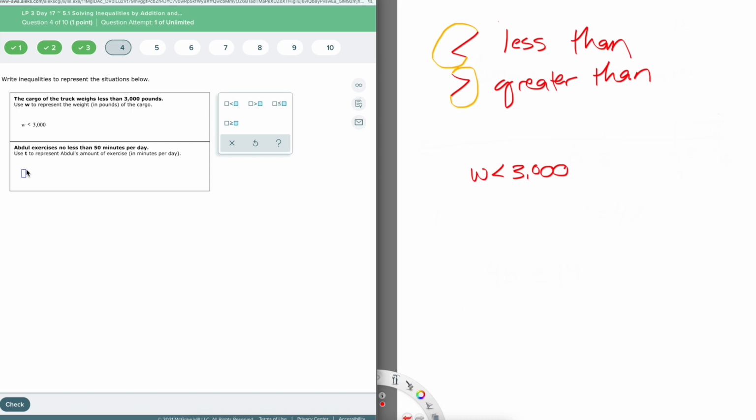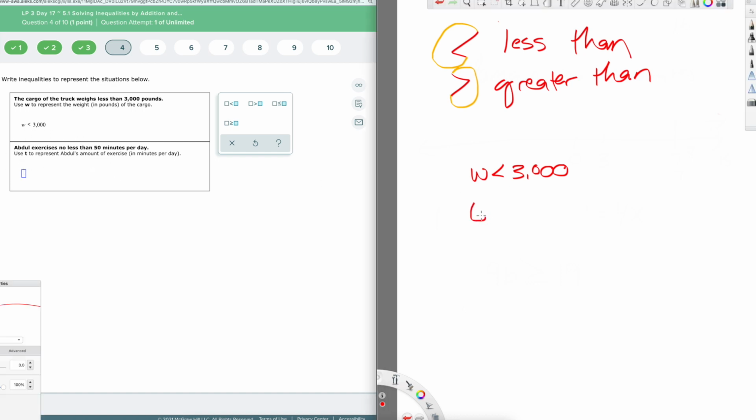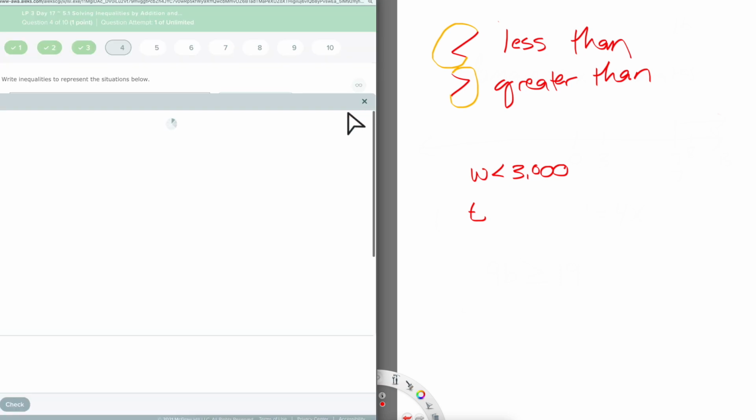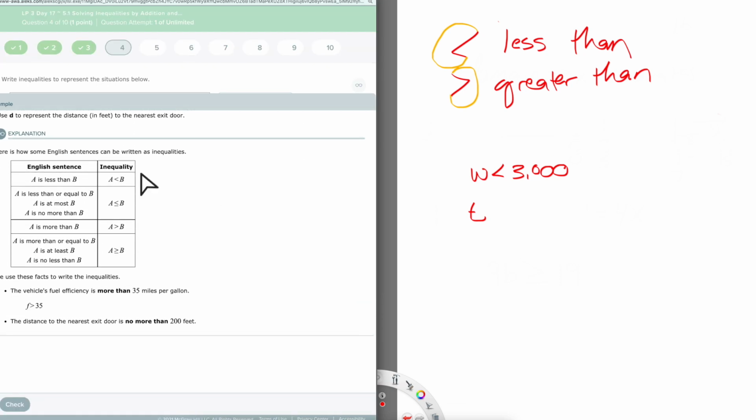Abdul exercises no less than 50 minutes per day. And we're going to use T to represent Abdul's amount of exercise. So Abdul exercises, and they told us to use T for that, no less than 50. So no less than, and I think if we click on here, they actually give you another chart that includes this. So this should be on your notes page as well. I believe I included that little table on the notes page.